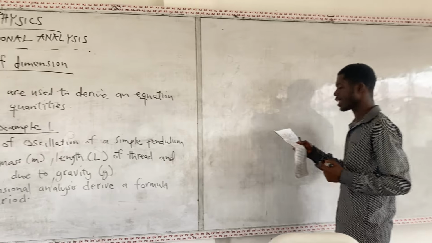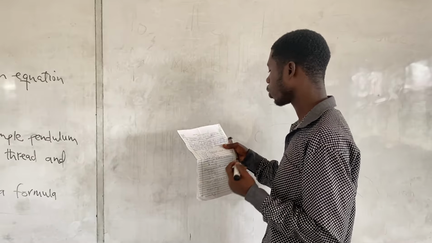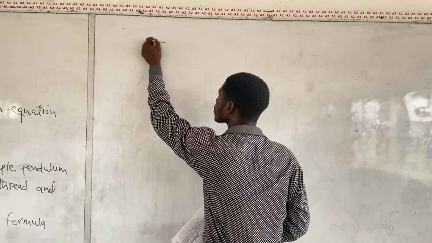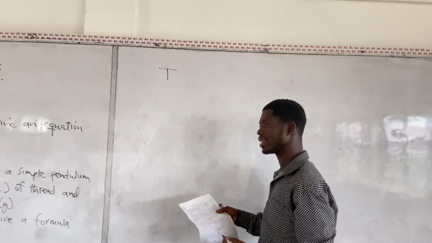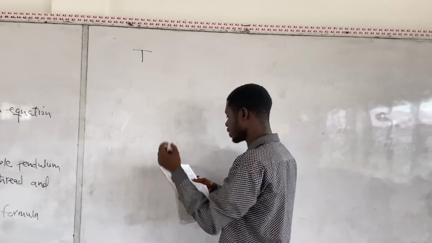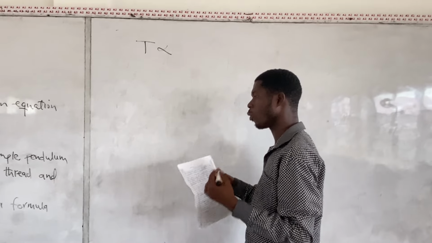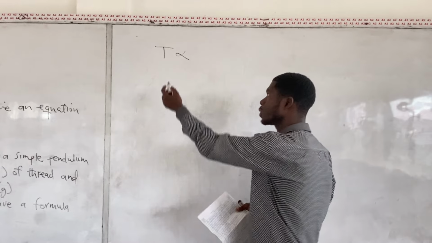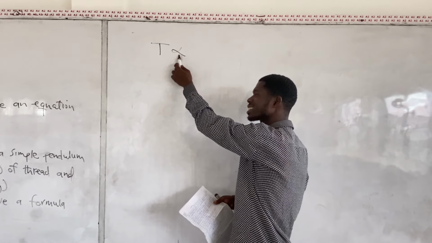So you say the period of oscillation of a simple pendulum. The period of oscillation is talking about time, right? So T, the period of oscillation, depends. As long as you say it depends, you bring this proportionality symbol. So the period is the time. As soon as you hear depends, you bring this symbol.